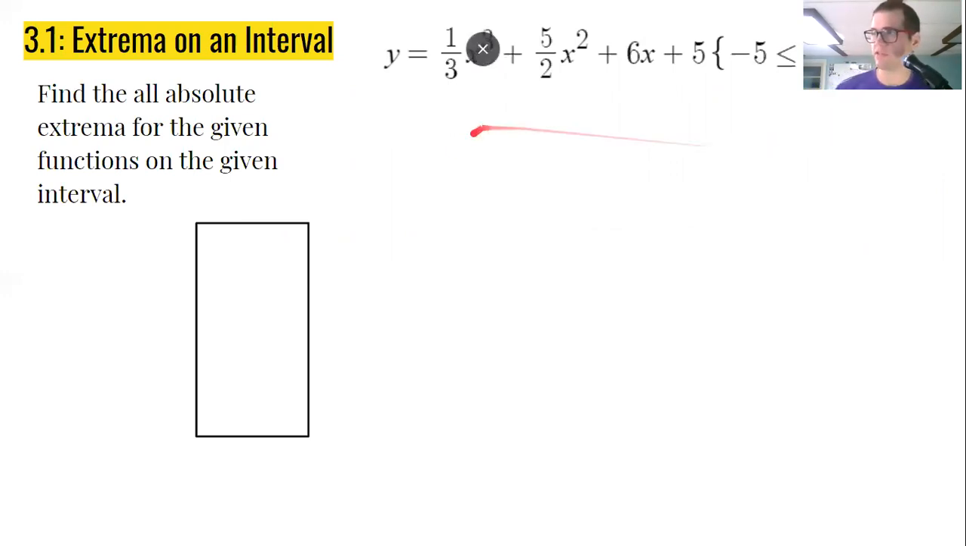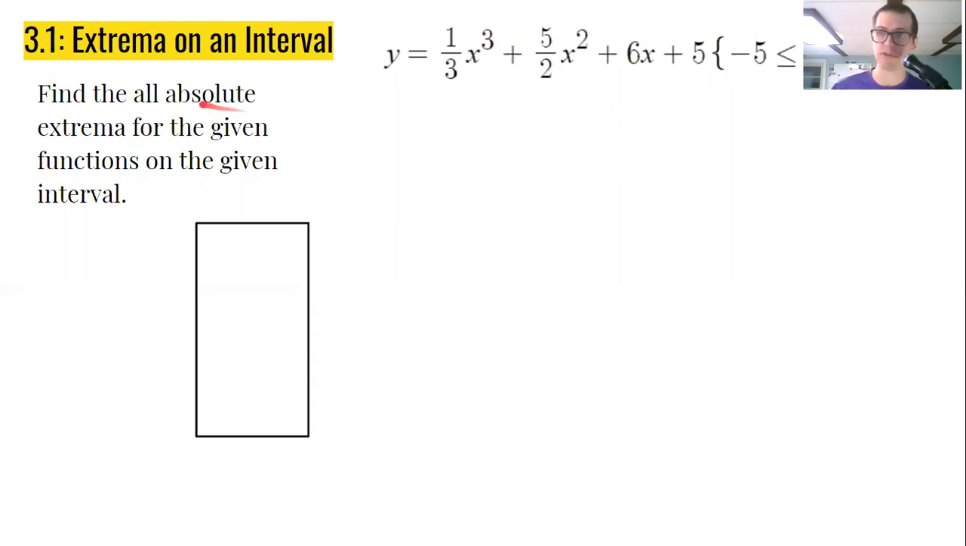Anyways, so we have this function, y equals 1/3 x to the third plus 5/2 x squared plus 6x plus 5 on the closed interval -5 to 0. I wrote it using interval notation because I used Desmos to write this because I was lazy and I didn't want to go use Equatio to do it. Desmos does stuff in LaTeX, so that works for me. So here we go.